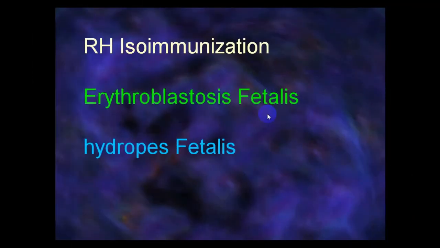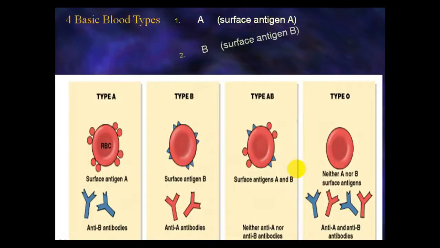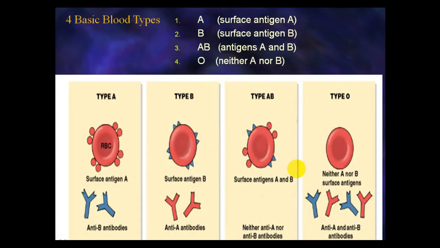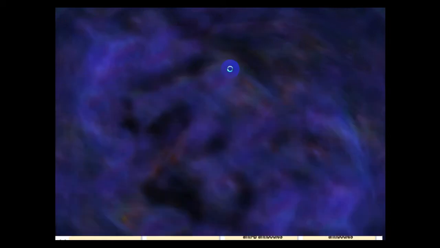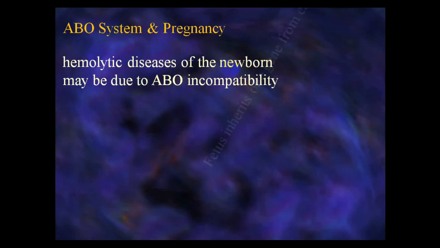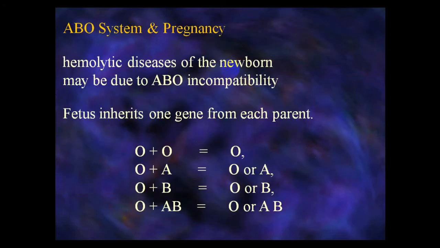Our lecture today is about Rh isoimmunization, erythroblastosis fetalis, and hydrops fetalis. Basic blood group types: Group A with surface antigen A, Group B with surface antigen B, Group AB with both antigens A and B, or Group O with neither A nor B. Our subject in this lecture is to know ABO compatibility and Rh negative.